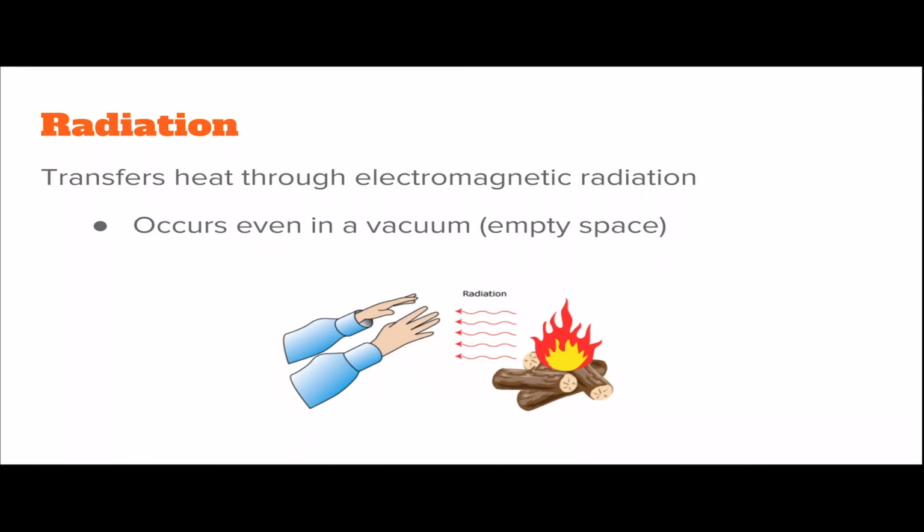So think about putting your hands to the side of a fire. If you put your hand above a fire, that's convection because the hot air is rising up to your hand. But if you put it to the side of the fire, the heat you feel on the side, that's radiation. That's that heat radiating out to the sides and heating up.